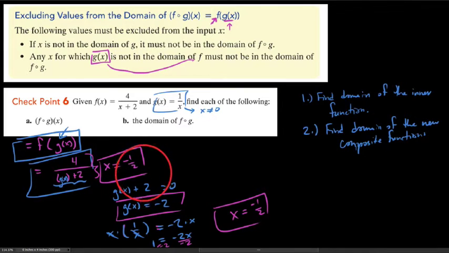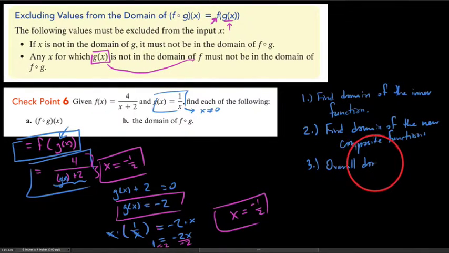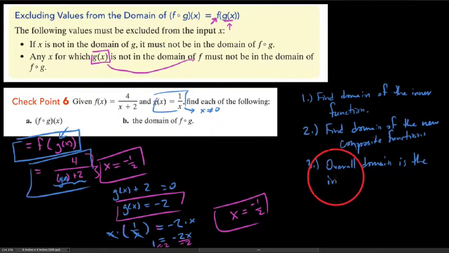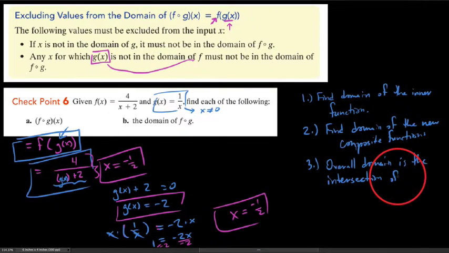Now that I have the domain of the original function and the domain of the composite function, phase 3 of our plan is this: the overall domain is the intersection, or the overlap, of these two domains.